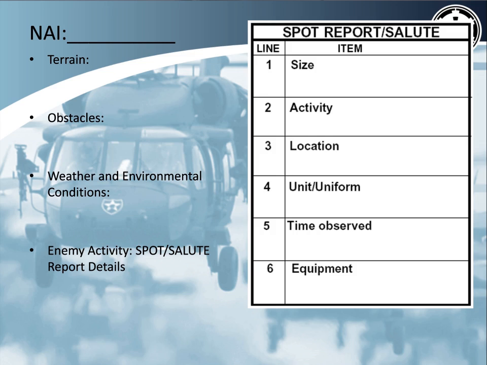So the SPOT and SALUTE report is pretty simple. What's the size? What's the activity, location, uniform, time that you observed, and what type of equipment? Is it special equipment? Is it, hey, there's nothing but construction equipment? That's vital information, because if it's construction equipment, that means they can build stuff. If there was a bridge that was out, they might be able to rebuild that bridge.